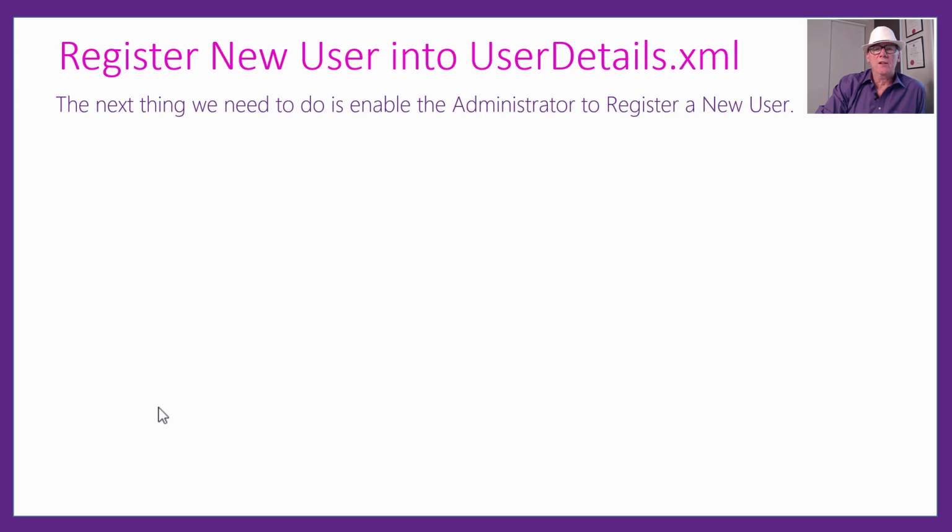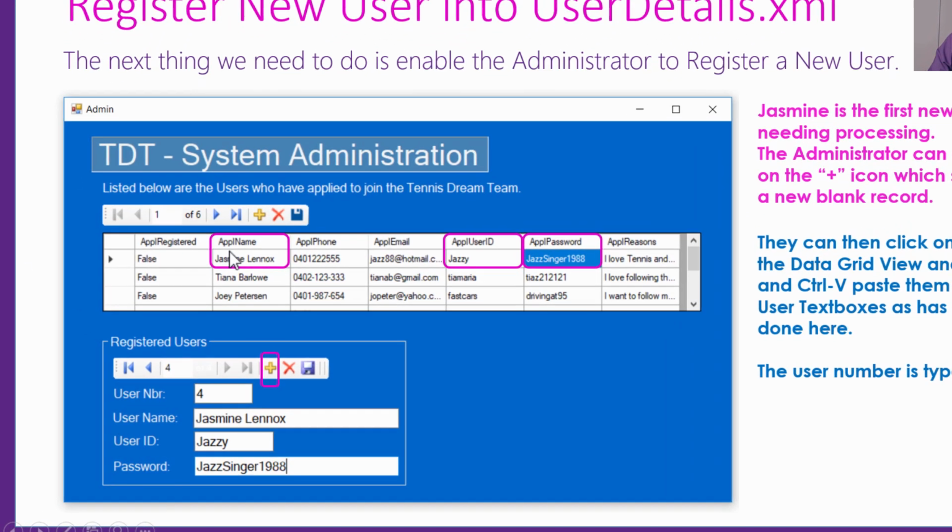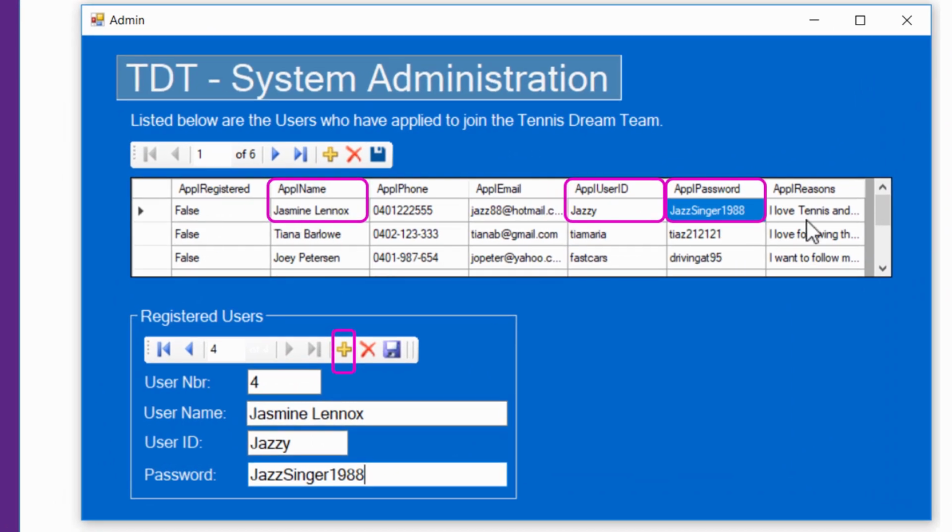All right, so the next thing we want to do is enable the administrator to register a new user. So we've got Jasmine here, who's false. She's our first false one. So she's a new user who's applied. Her reasons look fine when we expand that out and look at them. So we're going to add them on. The administrator is going to add them on.